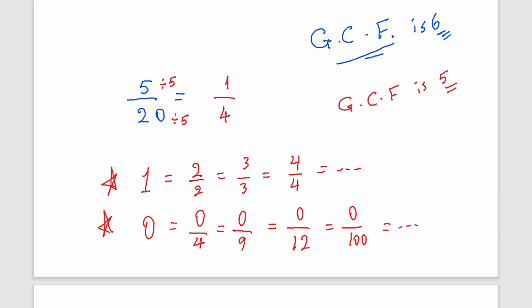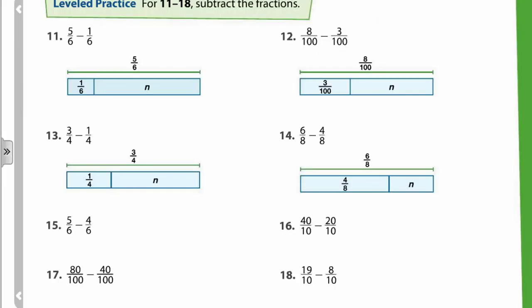Let's move back to the book. The thing that we have to think of all the time is the lowest term. Do not just leave the answer if you can use the lowest term. Okay, let's go ahead and try.